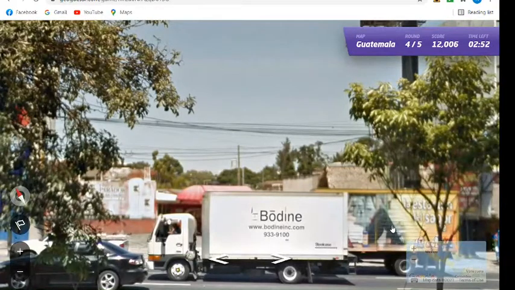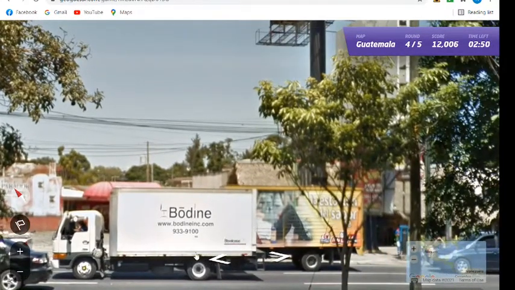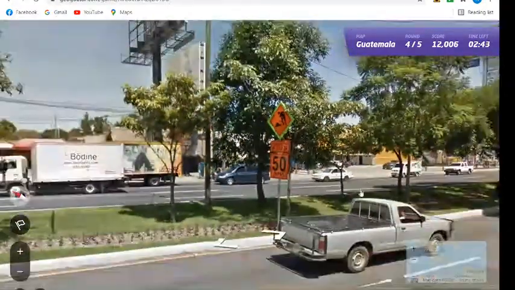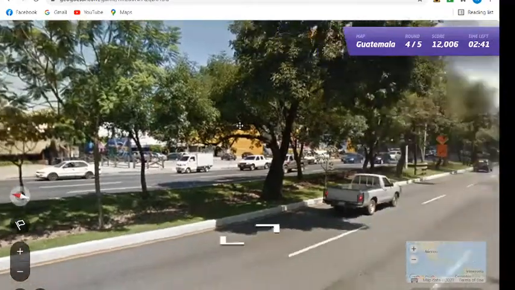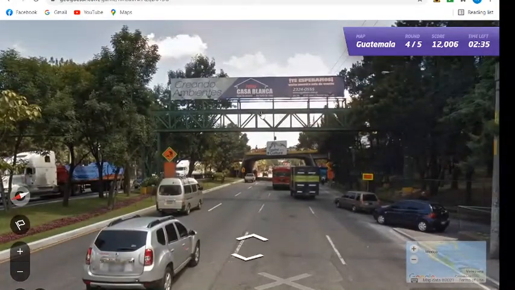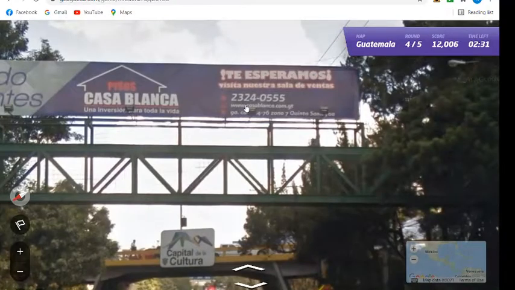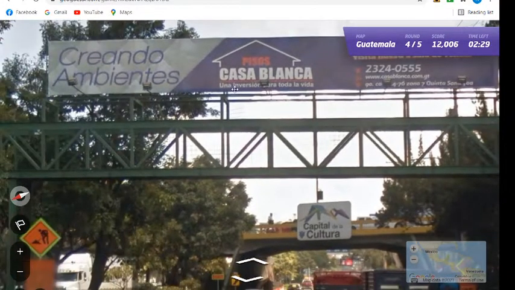Okay, so we have Bodine 933. It looks like a U.S. truck actually that drove here, which is quite possible. In fact, I know someone who did that in about 1970. I think he drove a truck from the San Francisco area, I think, to Guatemala City.